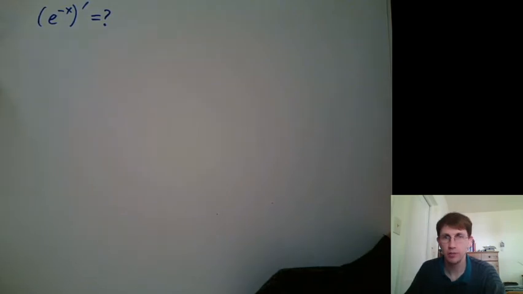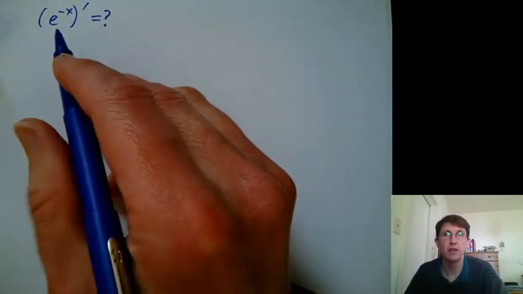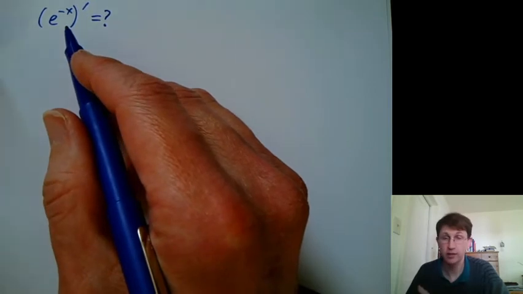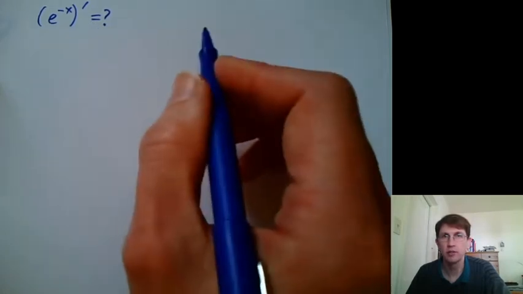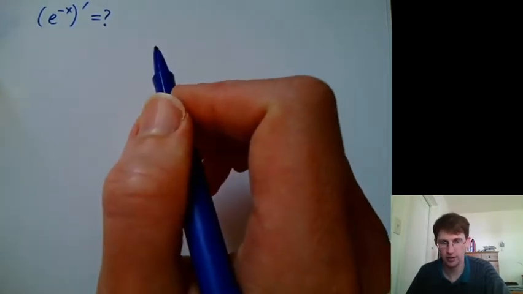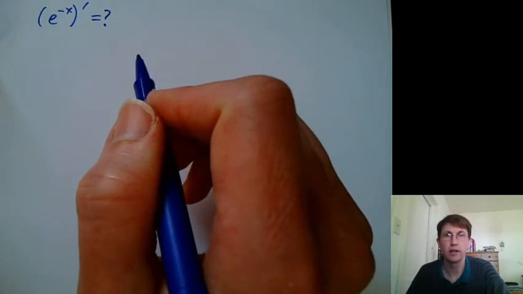Let's do some more chain rule practice. How about the derivative of e to the negative x? That's exponential decay. That's really important stuff. We should be able to take the derivative of it. So go ahead and try to write out the chain rule. What's the inner thing? What's the outer thing? And then I'll do it.